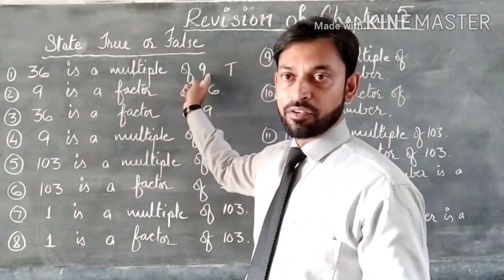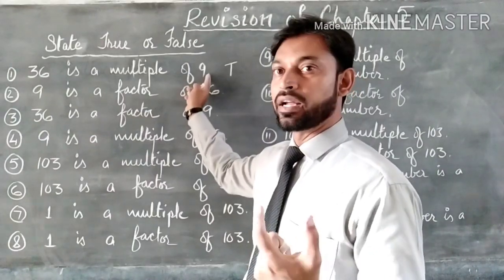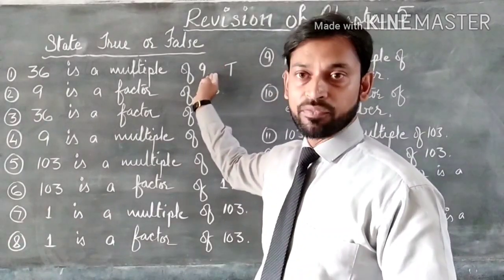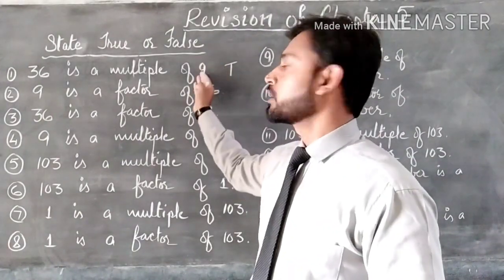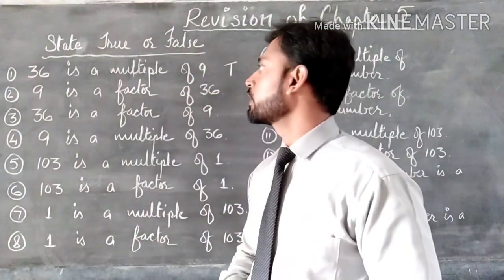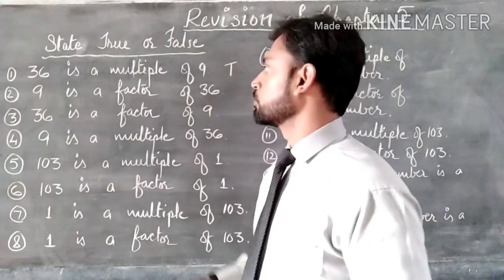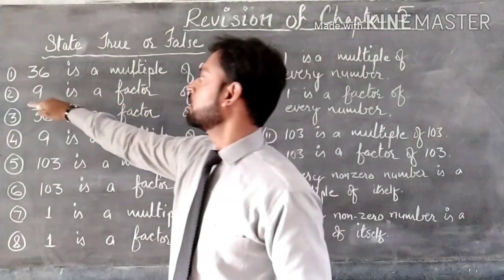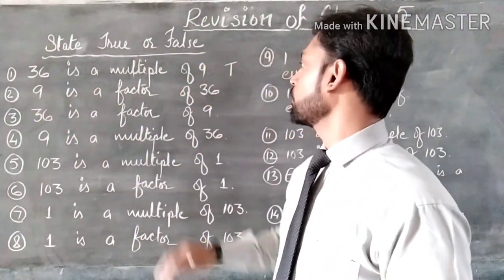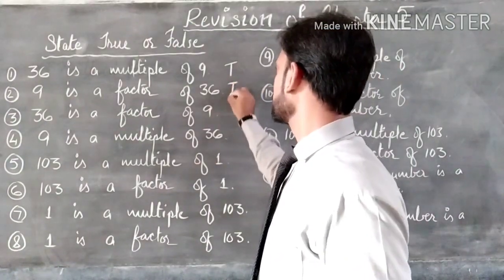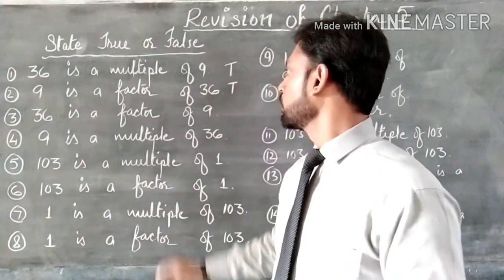By dividing, if it is completely divisible, then definitely 36 will be in the table of 9. Or simply say the table of 9: 9 fours are 36. So this is true. Now next question, 9 is a factor of 36. So this is also correct. This is also true. Why is it true?